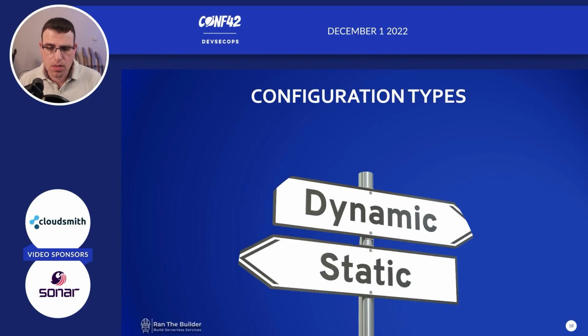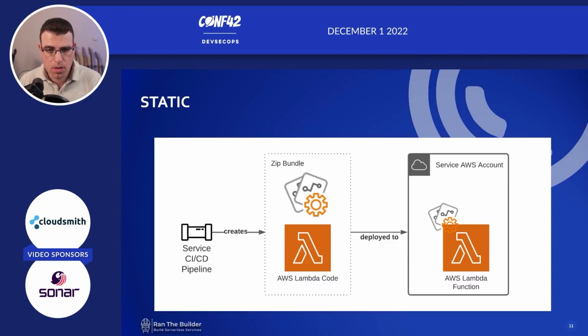So let's discuss the configuration types. We have dynamic and static configurations that we can use for feature flags. What is a static configuration? In this case, I'm going to use the example of Lambda functions because this is what I use, but it can also be containers.